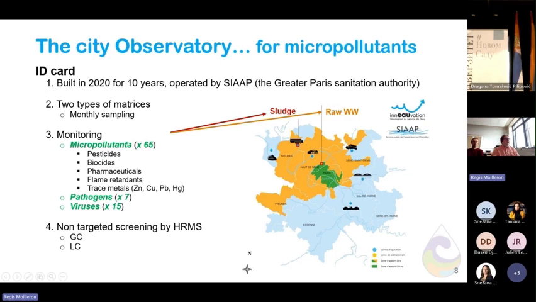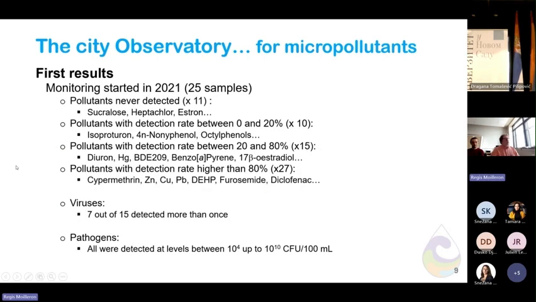raw wastewater. The idea is that for this monitoring, we measure 65 micropollutants coming from pesticides, biocides, pharmaceuticals, flame retardants, trace metals, but we also measured pathogens, 7 of them, and 15 viruses. Combined to this targeted screening, we also perform non-targeted screening by high-resolution mass spectrometry based on gas chromatography and liquid chromatography.